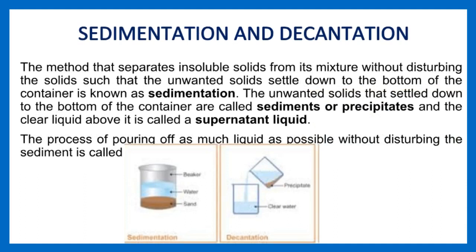Sedimentation and decantation is next. The method that separates insoluble solids from its mixture without disturbing it such that the unwanted solids settle down to the bottom of the container is known as sedimentation. The unwanted solids that settle down to the bottom of the container are called a sediment, and the clear liquid above it is called a supernatant liquid. The process of pouring off as much liquid as possible without disturbing the sediment is called decantation.